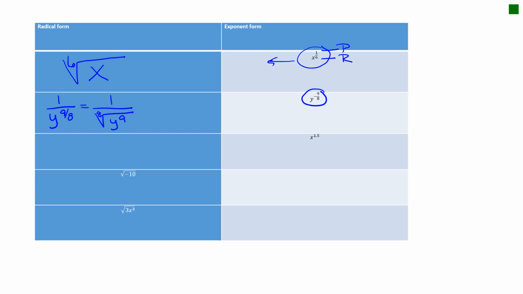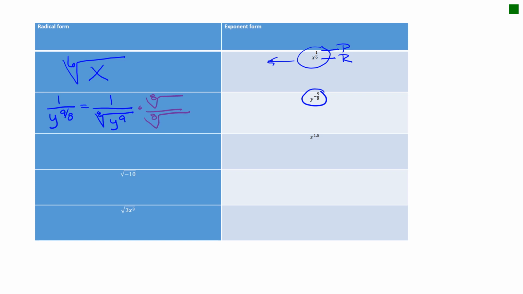Now that should be bothering you. You should be having heebie-jeebies running up and down your spine because you can't leave a radical in the denominator. Those rules don't change till you get to calculus. So we need to rationalize. And when we rationalize with radicals, we're going to talk about it a little bit more throughout this slideshow, but we need to multiply by an 8th root over an 8th root.